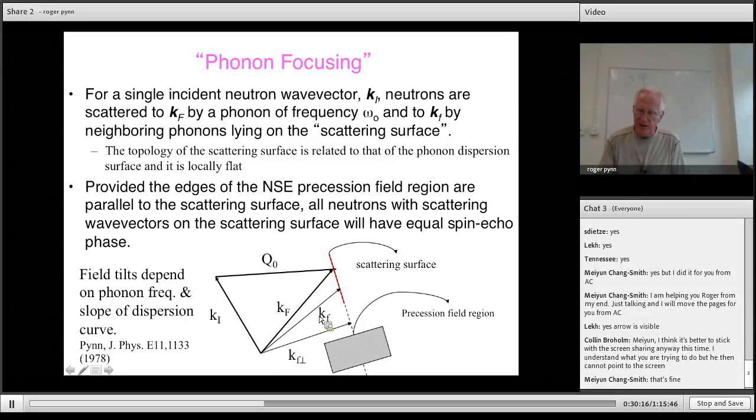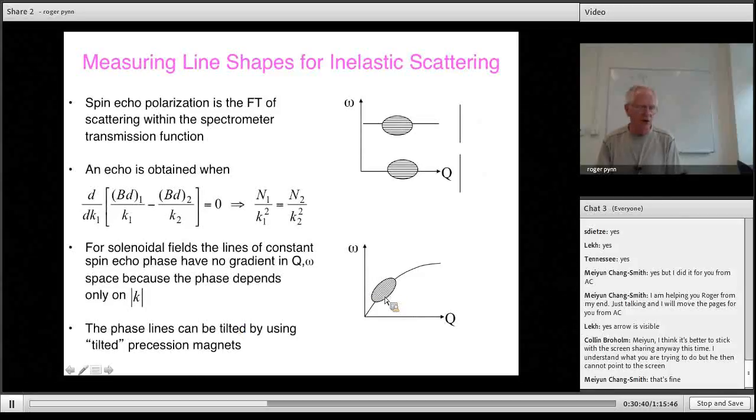And so if I set the whole thing up in this way, with the angles chosen in such a way that the faces, or the boundaries, of this field are perpendicular to the scattering surface, then I will have achieved this situation in which the lines of constant phase are parallel to the phonon dispersion surface. And then when I do the Fourier transform, I'm doing the Fourier transform perpendicular to the dispersion curve and not in some odd direction, which won't give me anything useful.